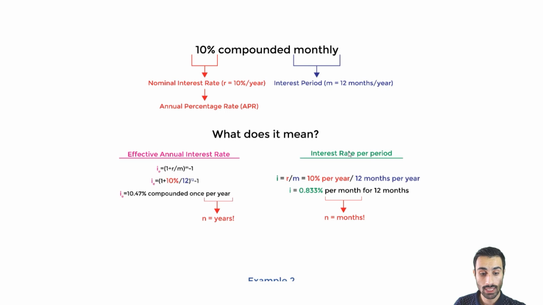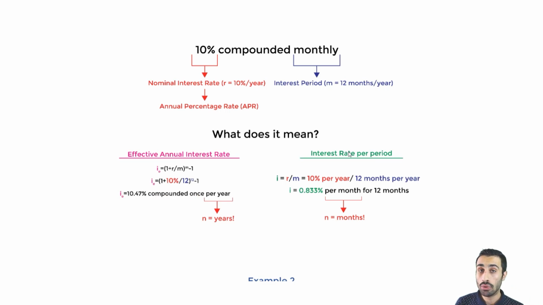What we do for this is take 1 plus R, and we said R is going to be 10%. So you put 10% for R and divide by your M value. The M value we said is 12. You have to be careful: monthly, there's 12 months in a year. So you put 12 on the bottom, raise it to the power of M, which is 12 again, minus 1, and we get the value for the actual effective interest rate per year, for the entire year, at the end of the year. So this is the interest rate that we actually get. And notice how it's bigger than the nominal rate. It's about 10.47% compounded once per year.